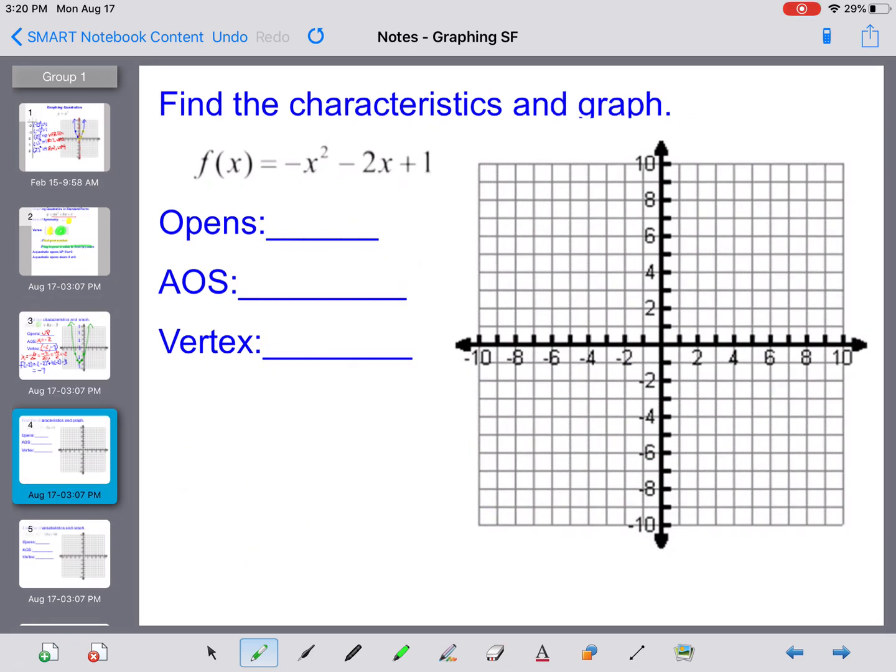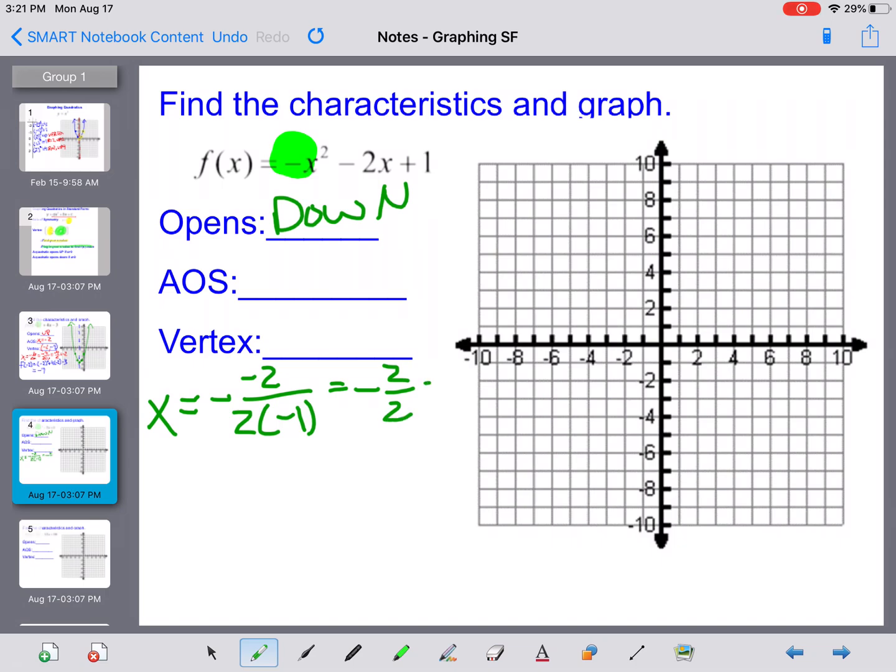Looking at the next one, similar kind of idea, but if you notice our a now is going to be -1. So that means that we are going to open down, which is going to change our graphing method, the up and down portion. To find the axis of symmetry, we're going to do the same thing. So x equals -2 is our b, over 2 times -1. The 3 negatives will still result in 1 negative, and we're going to get 2 over 2, which is -1.